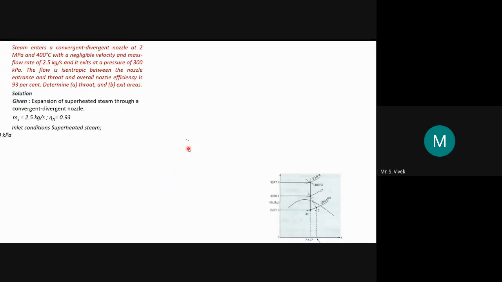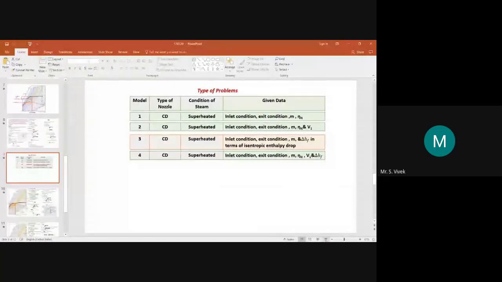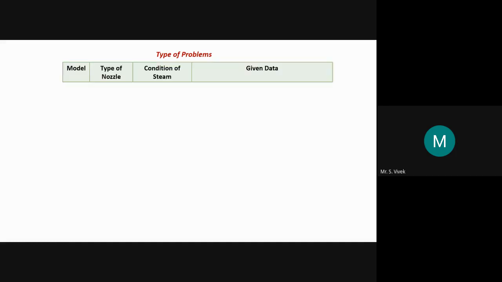I'm going to skip all these things. Straight away I'm going to this slide. What are all the types of problems we have seen so far? Is my slide visible to you? Yes, sir. Okay, so I'm classifying the problems on these criteria: type of nozzle, condition of steam, and given data.